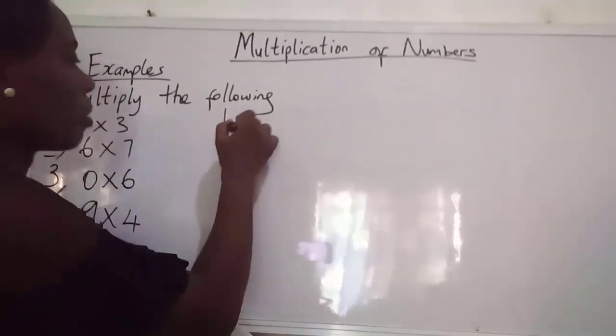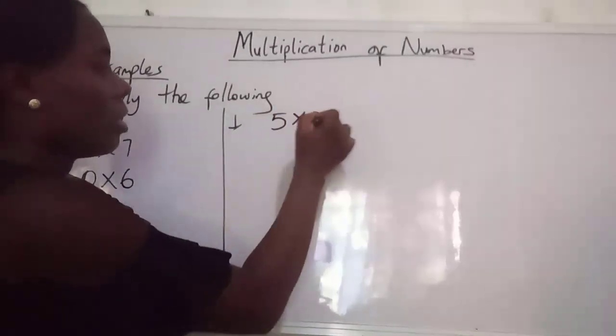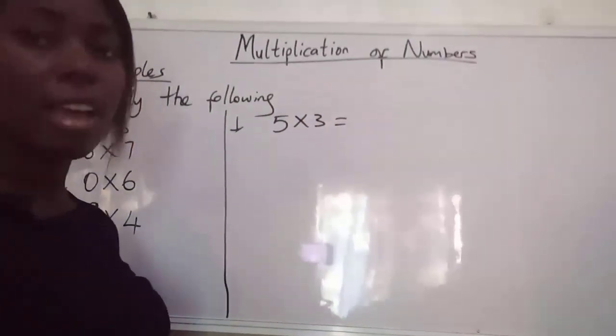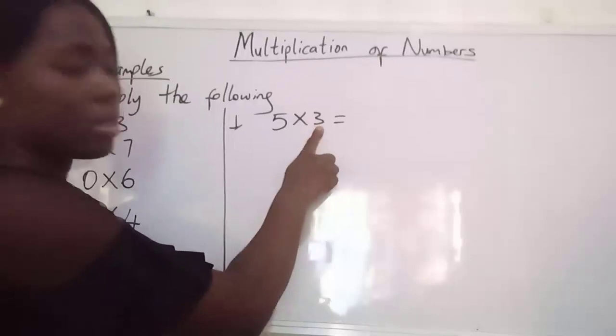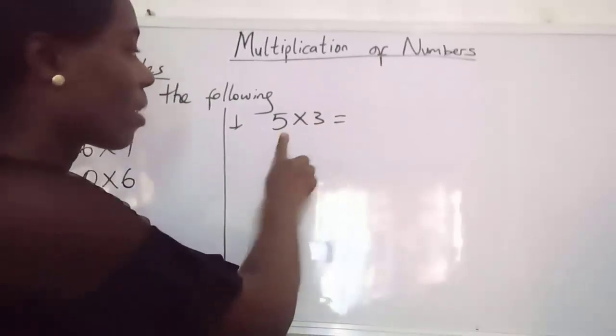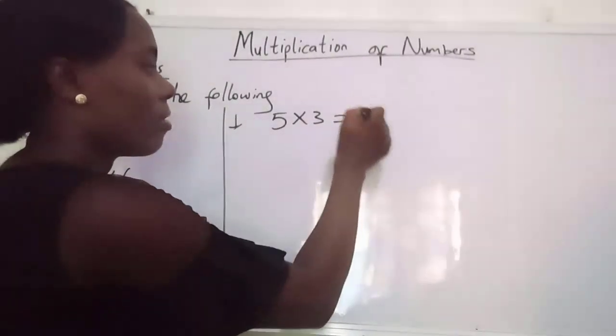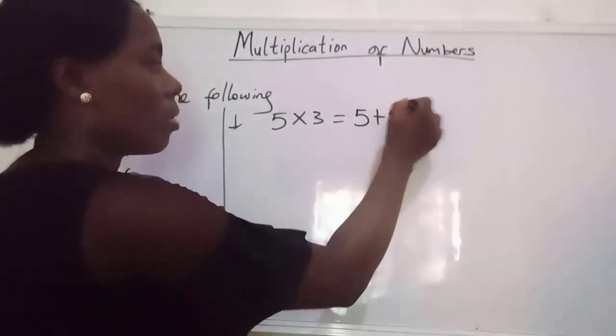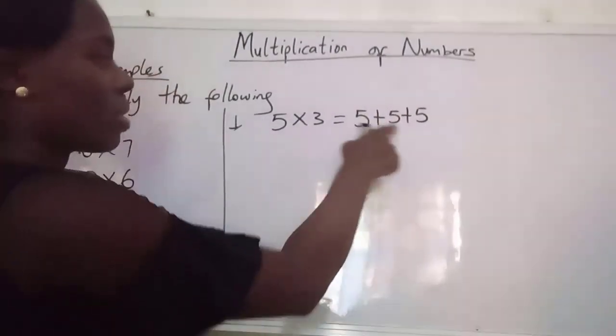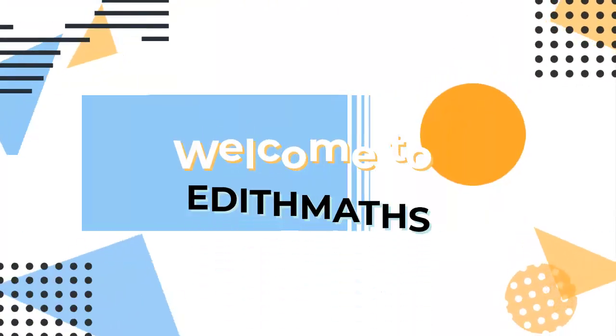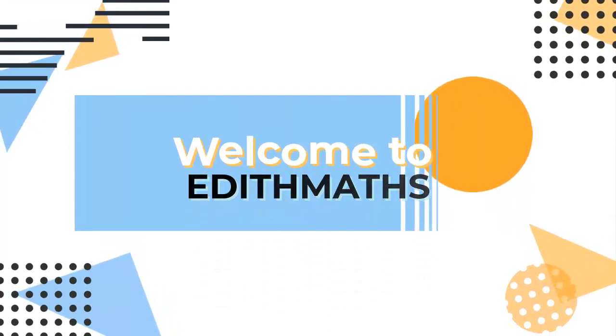Alright, so for number 1, you have 5 times 3. What this simply means is 5 appearing in 3 places. Okay, 5 appearing in 3 places. Let's see. 5 plus 5 plus 5. 5 plus 5 is 10, plus another 5, that gives us 15. 5 times 3 is 15.